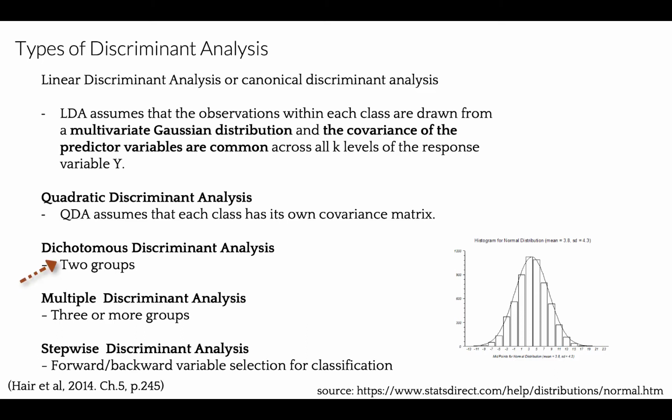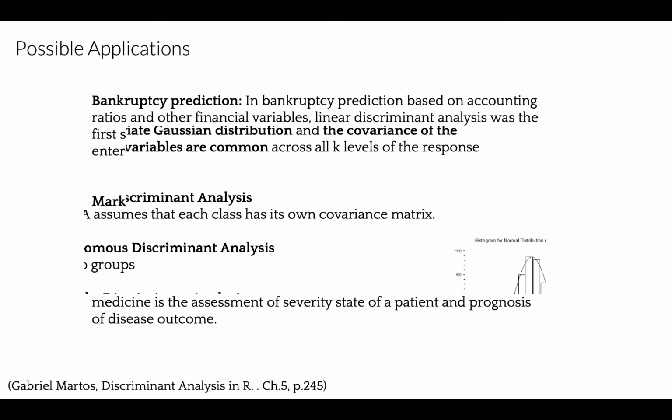Dichotomous discriminant analysis is analysis where the Y variable has two groups. Multiple discriminant analysis is used when we have 3 or more groups. And finally, stepwise discriminant analysis is where we use forward and backward variable selection methods for classification.